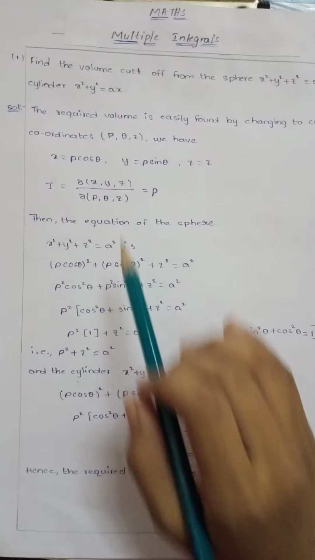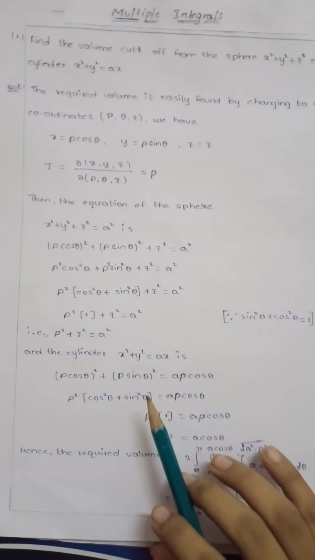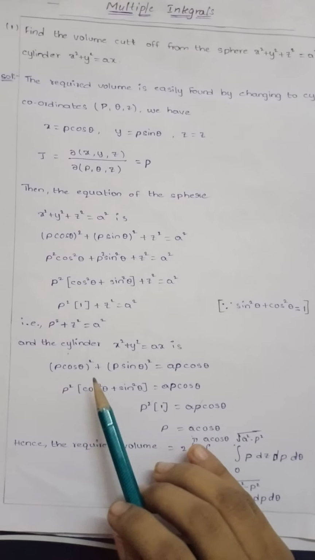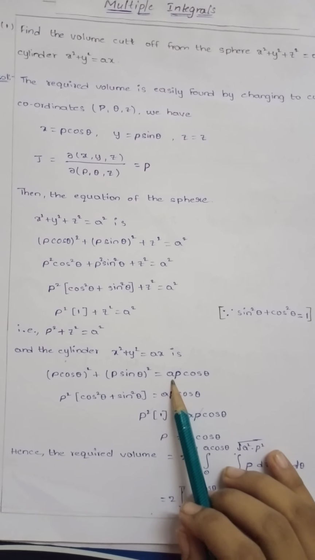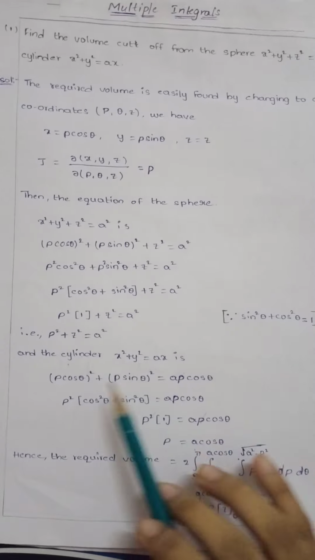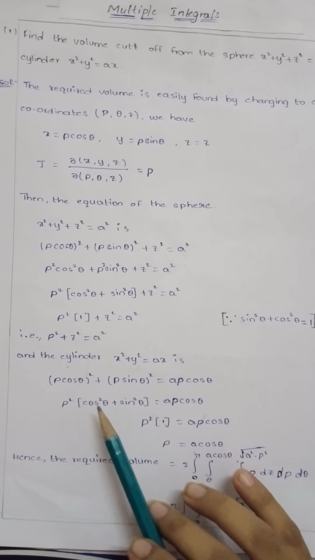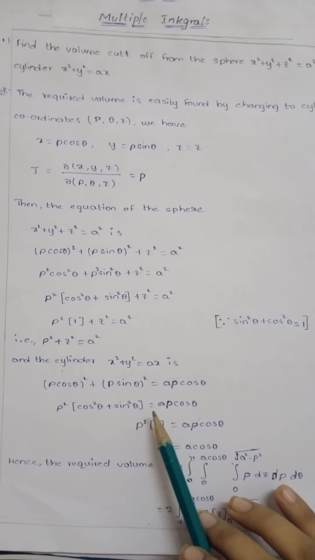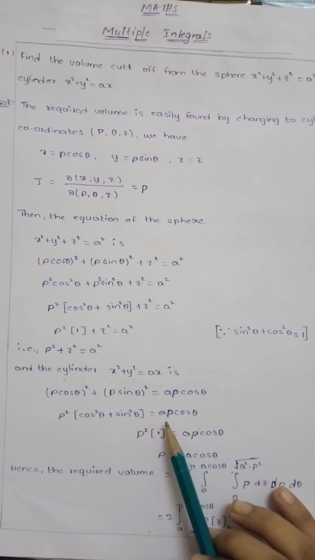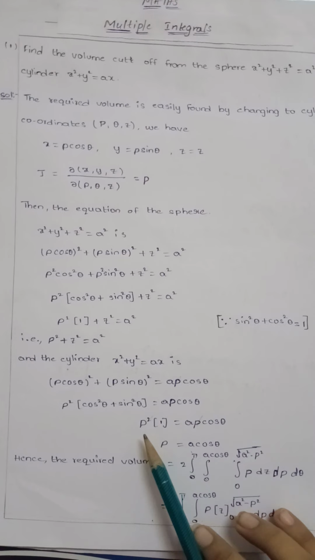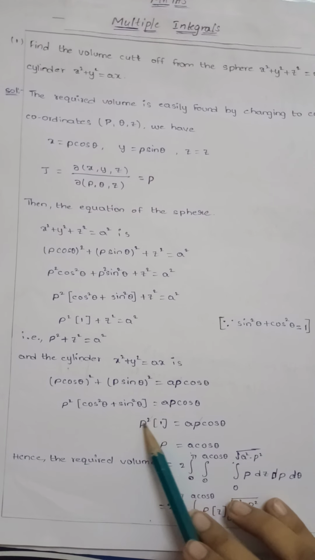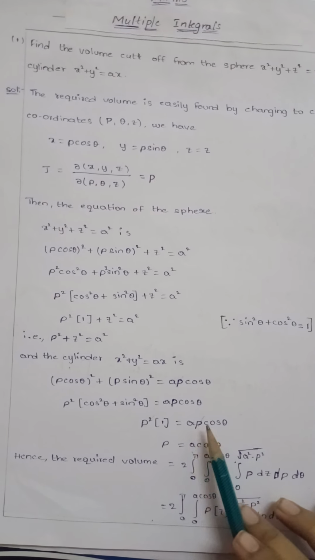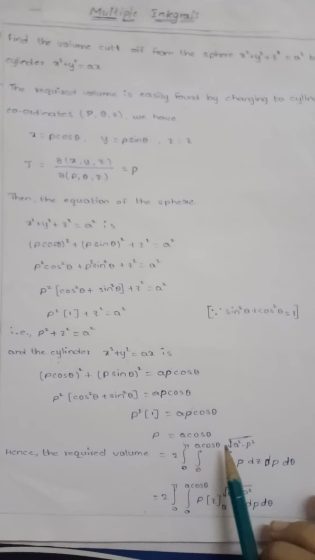The given cylinder x square plus y square is equal to ax gives rho cos theta whole square plus rho sin theta whole square is equal to a rho cos theta. Taking rho square common, rho square into cos square theta plus sin square theta is equal to a rho cos theta. Rho square into 1 is equal to a rho cos theta, cancelling rho. Rho is equal to a cos theta.